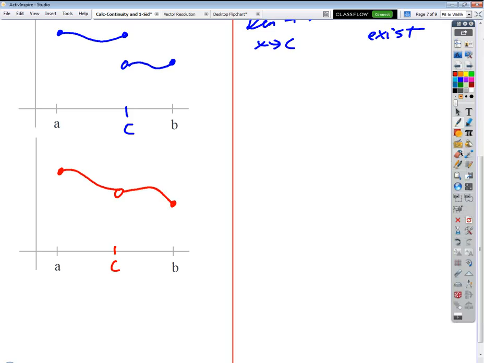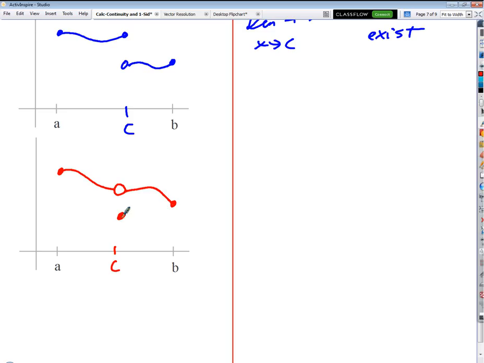Let me fix that. Isn't that the same one? No, almost. Not quite done. Yes, that one is good. Okay, it's still discontinuous, isn't it? I have to pick my pen off the board.